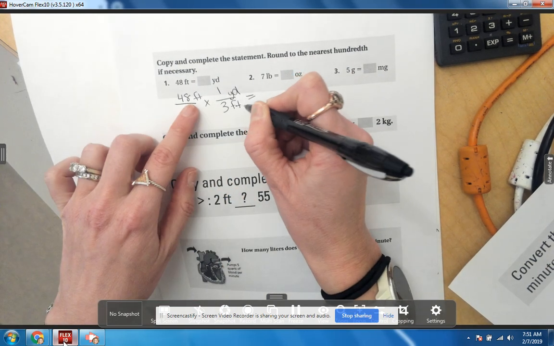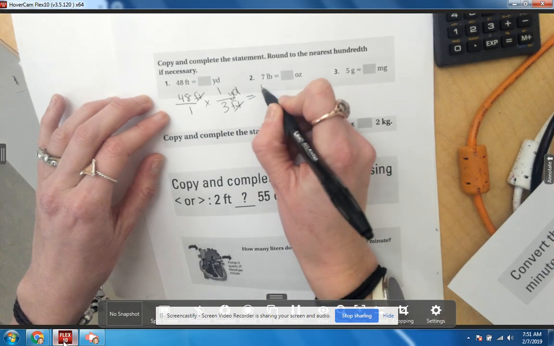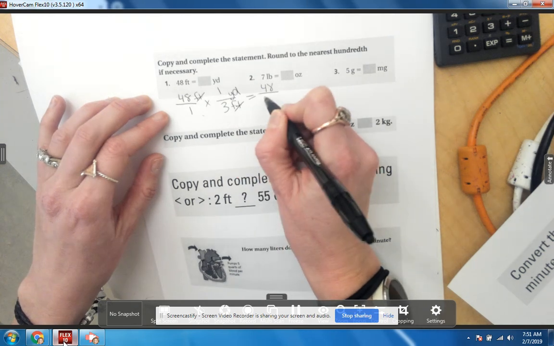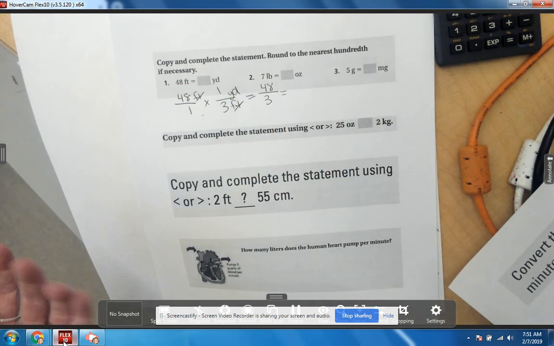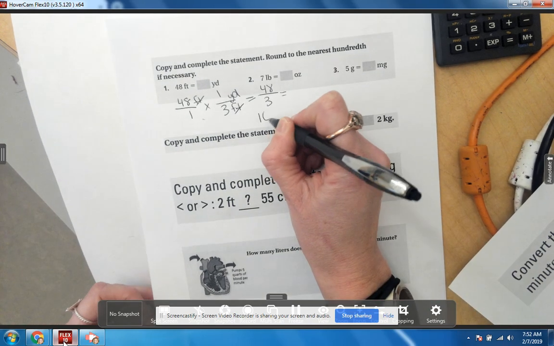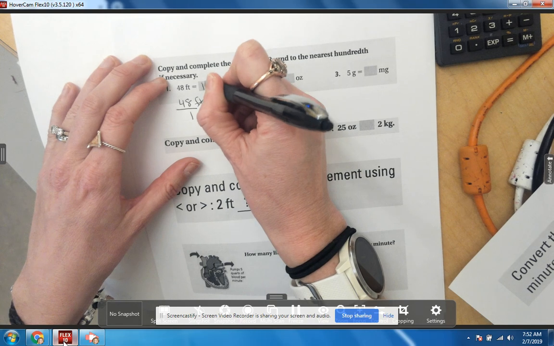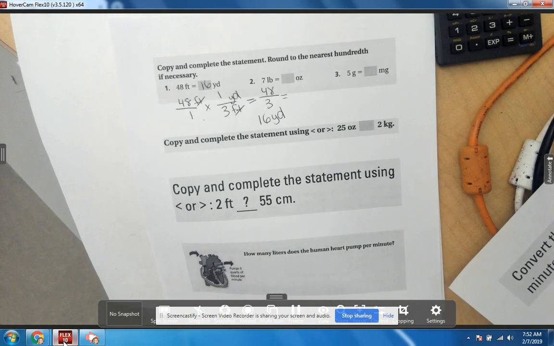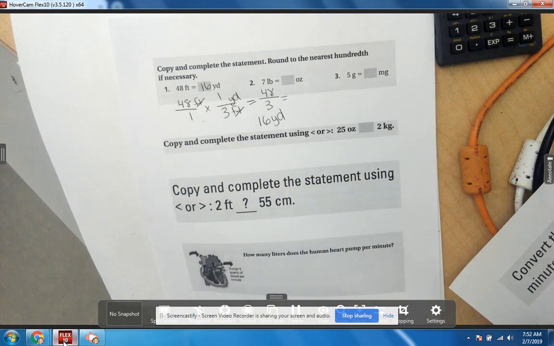Now I'm going to cross cancel my labels, so feet and feet disappear. Multiply across. 48 times 1 is 48. 1 times 3 is 3. You can use the calculator if you want to do the division, but I just happen to know that 48 divided by 3 is 16. And then make sure you have your label. So 16 yards. So that means 48 feet, 16 yards are the same thing. So I'm going to have you set up and try these two. Use your charts to find your conversions, and you can use your calculator.